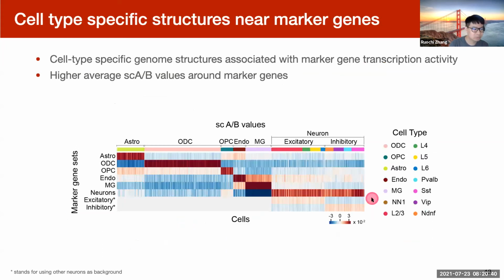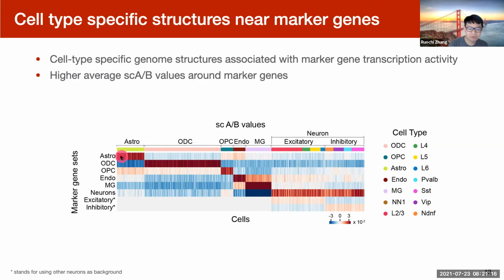So the next question would be, what type of structure at which regions contribute to the separation of these cell types in the UMAP visualization? As a starting point, we analyzed if the single-cell AB compartment value near the marker genes shows the corresponding cell type-specific patterns. We first identified the top 200 marker genes based on the single-cell RNA-seq data for each cell type. Then, for each single cell, we calculate the average single-cell AB compartment values across these 200 marker genes.